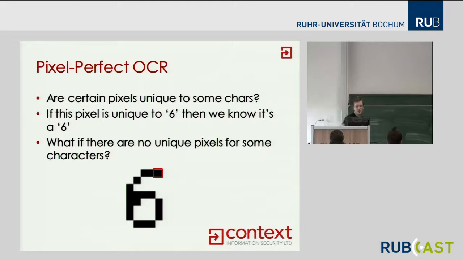Just as an example here, let's imagine that the top right hand of that 6 character there, if that pixel was only ever set for the number 6, it wasn't ever set for any other numbers or any other characters. If we read that pixel and it's black, then we know we have a number 6. We wouldn't have to read the rest of them. That would just be a waste of time.